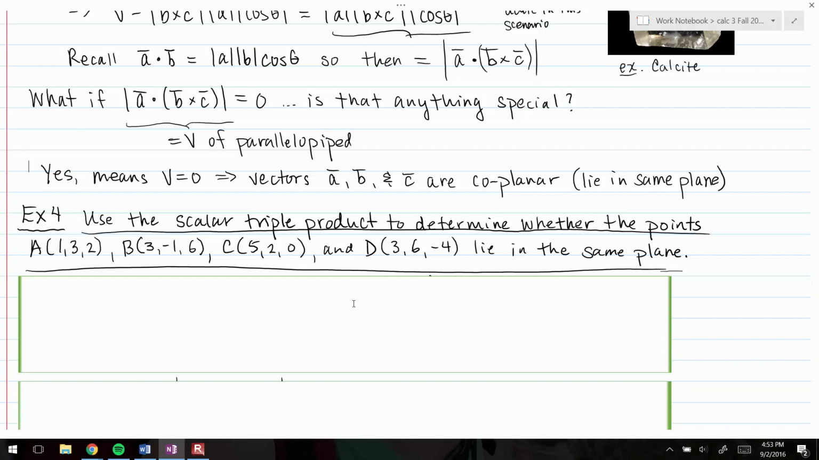Alright, so anyway, here's a simple example, just like how we would do a problem with some numbers in here. Using the scalar triple product to determine whether the points A, B, C, and D lie in the same plane.